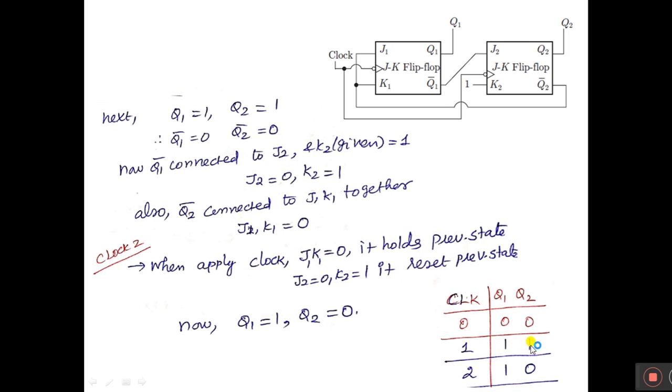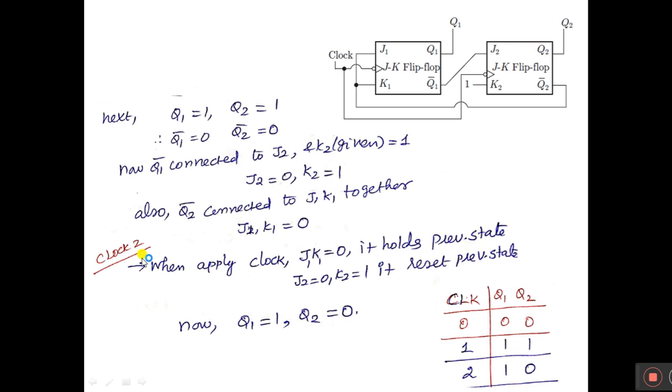Next. So after applying first clock pulse 1 1, now Q1 1, Q2 1. If it is 1, Q1 bar becomes 0 and Q2 bar becomes 0. This Q1 bar is connected to J2 and K2 already given 1, and this Q2 bar, that is 0, is connected to this JK flip flop. So J and K are connected together. Now J2 K2 is 0 1, J1 K1 is 0. So this is the present state after applying first clock pulse.